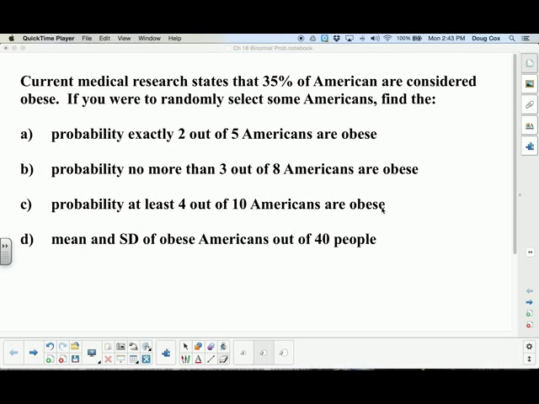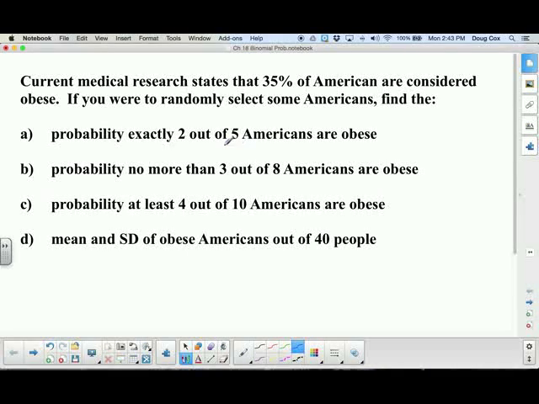Yeah, last type of probability that we look at in AP stats is what we call binomial probability. In this scenario, we suppose that 35% of Americans are considered obese. The difference is that in binomial probability, we're always looking for a set number of people. So we're looking at 5 people and seeing the chance that at least 2 of them are obese, or it could be no more than 3 out of 8, or out of 10, or out of 40.